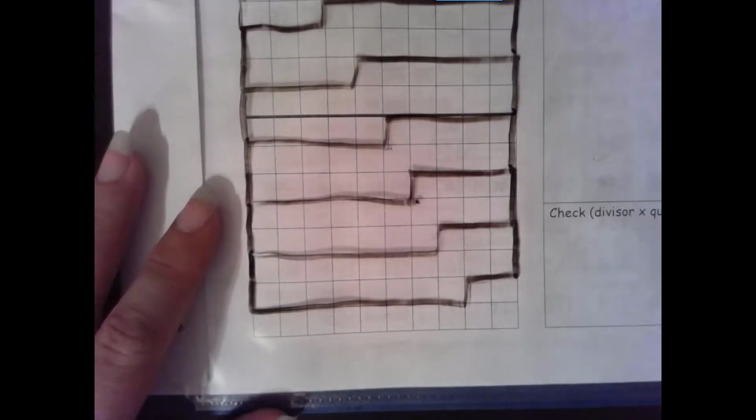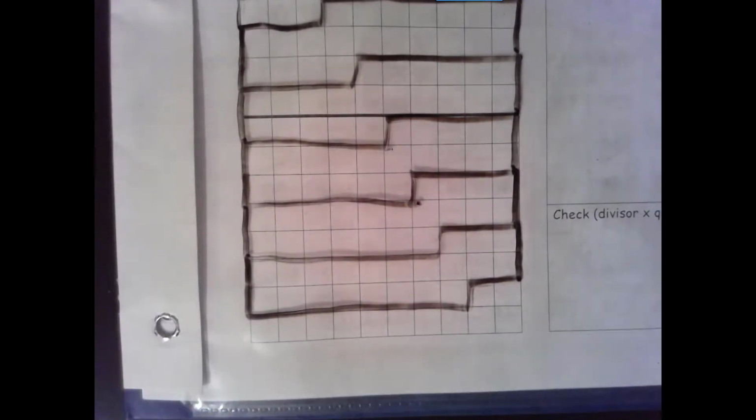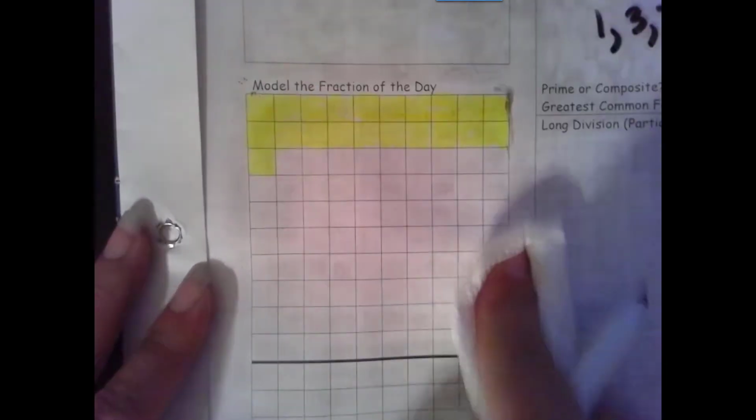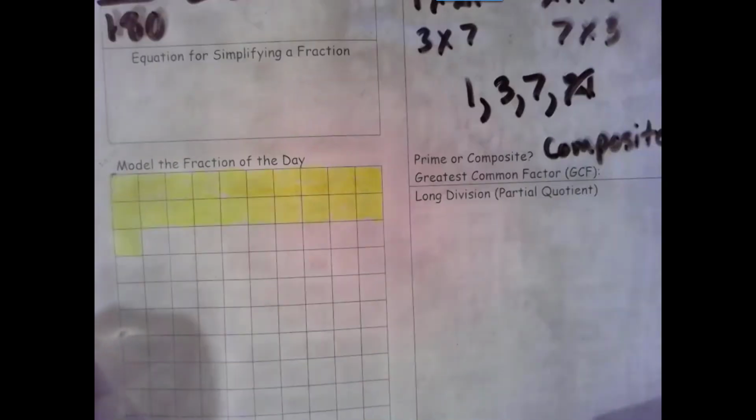And I have 12 left over, so I can't make a group of 21. That means that 21 is not a common factor. 21 is not a factor of 180. So it is not our greatest common factor. We need to try the next one. So 21 didn't work, so now we need to try 7.